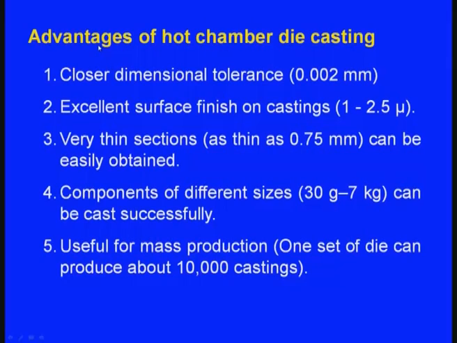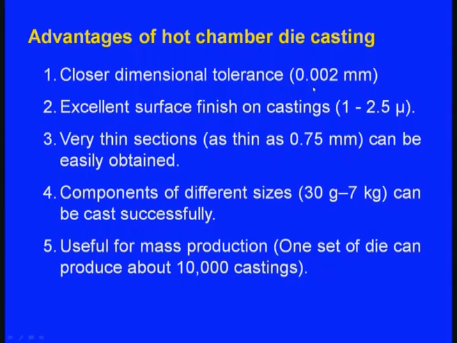Now, let us see the advantages of hot chamber die casting process. Closer dimensional tolerance. What is the tolerance? 0.002 mm. Excellent dimensional tolerance can be obtained using hot chamber die casting process. Excellent surface finish on the castings. You can see here 1 to 2.5 microns. Very good surface finish can be obtained. Very thin sections, as thin as 0.75 mm, can be easily obtained using hot chamber die casting process.